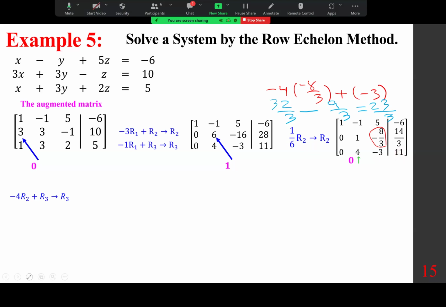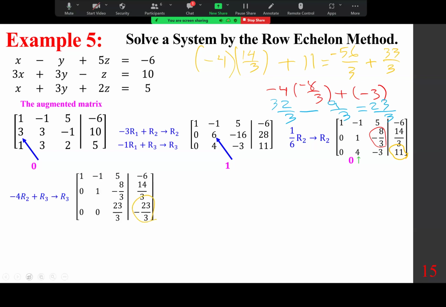I want to also show you number 11, what happens to number 11. Let me use this color. So what happens to number 11? We are going to multiply 14/3, okay, by -4, and then add 11 to it. So we have 56 negative thirds plus 11. 11 is 33/3. And we get negative 23/3. Negative 23/3. So I hope you see how this calculation comes about.